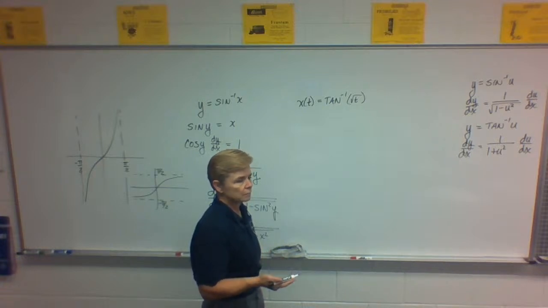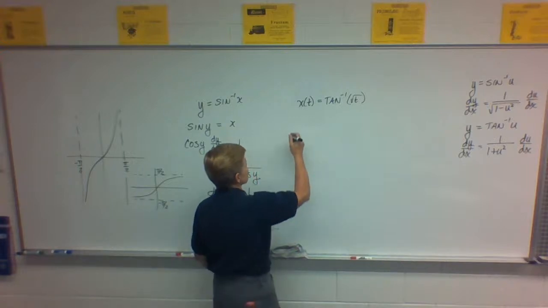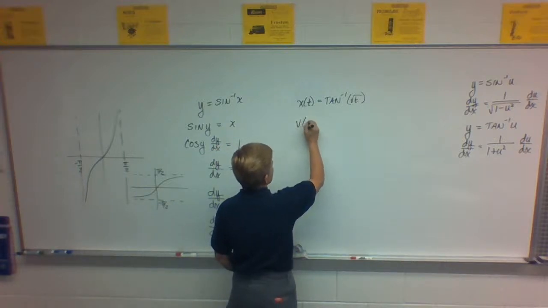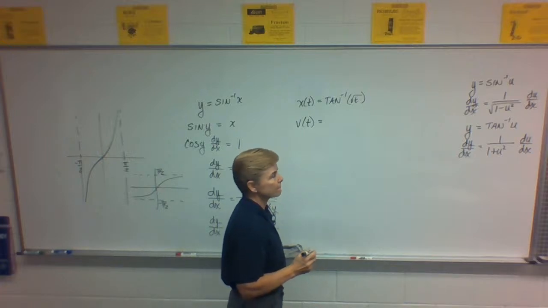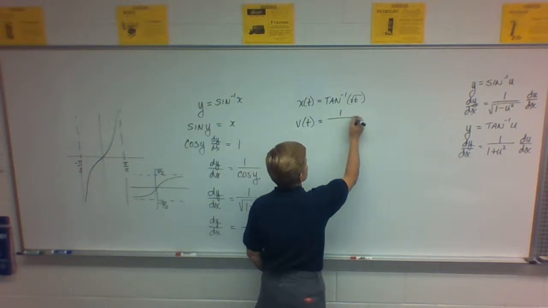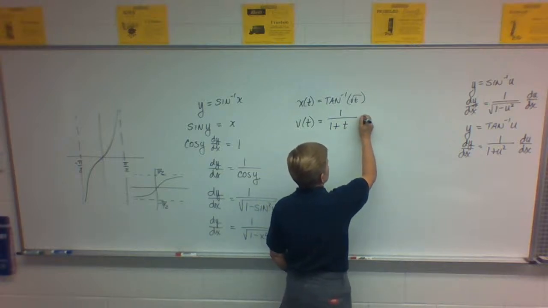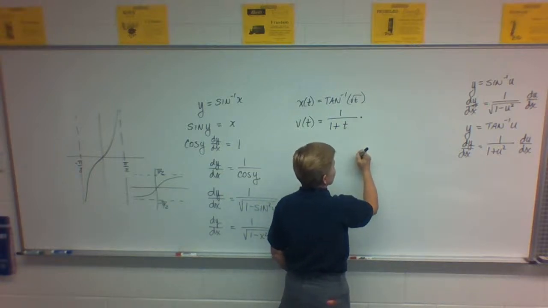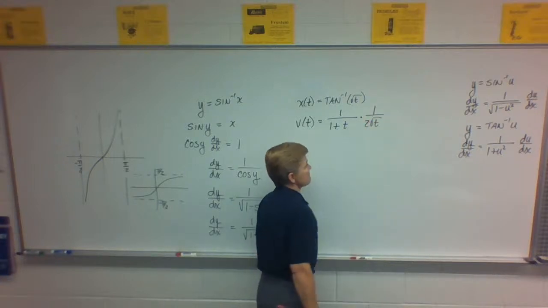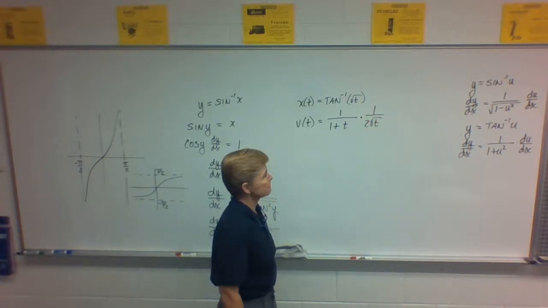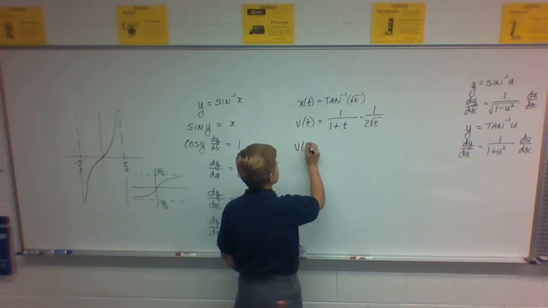So we have to find the derivative of position to get velocity. The derivative of position, called velocity, is going to be v of t, which is 1 over 2 root t times 1 over 1 plus t. So then what is v of 16?